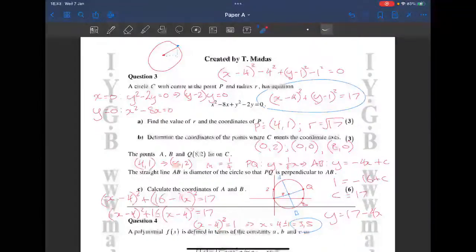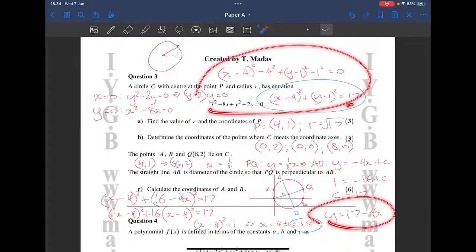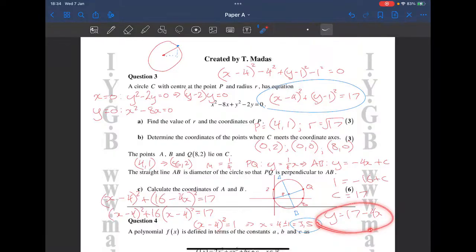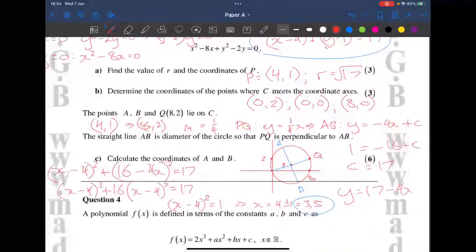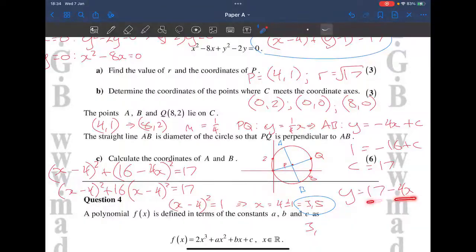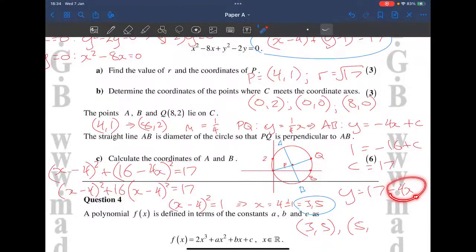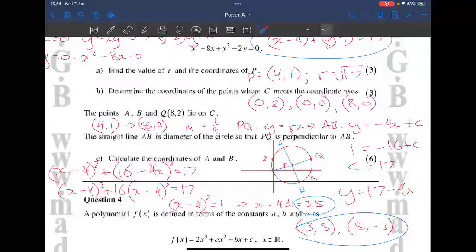We do need the y coordinates as well. We can get them from either equation, the circle's or the straight line. Straight line's easier to deal with. So for the point with 3 as the x coordinate, we need to do 4 times 3 is 12. 17 take 12 gives us a 5. And when we have 5 as the x coordinate, 4 times 5 is 20. 17 take 20, negative 3. So we should have those two solutions, 3, 5, and 5, minus 3.